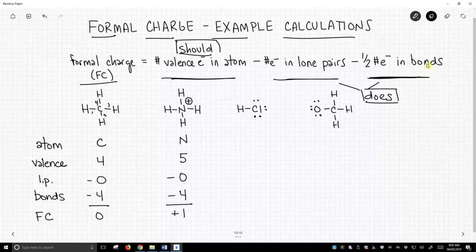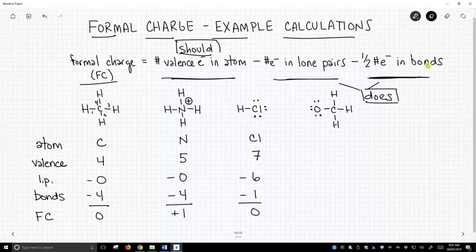Okay, the next molecule, we have chlorine. Chlorine has 7 valence electrons. It's in group 17, take off the tens place. It has 3 lone pairs, and so 3 lone pairs have 6 total electrons, so that's 6. And this chlorine has 1 bond. That 1 bond has 2 electrons. 1/2 of 2 is 1, so 7, take away 6, take away 1 is 0. And that chlorine has no formal charge, so we don't have to label it plus or minus.